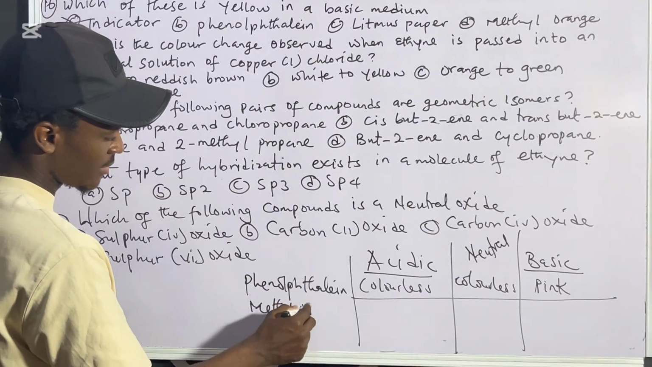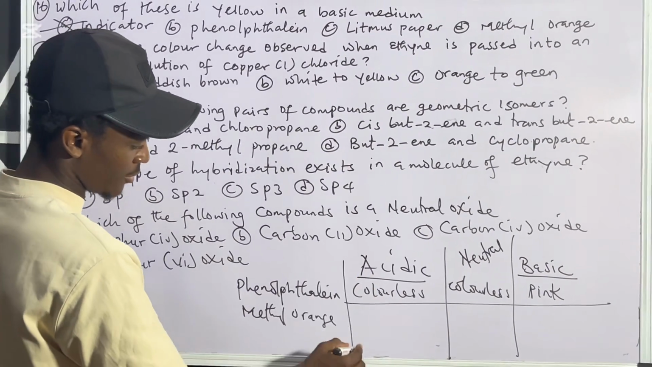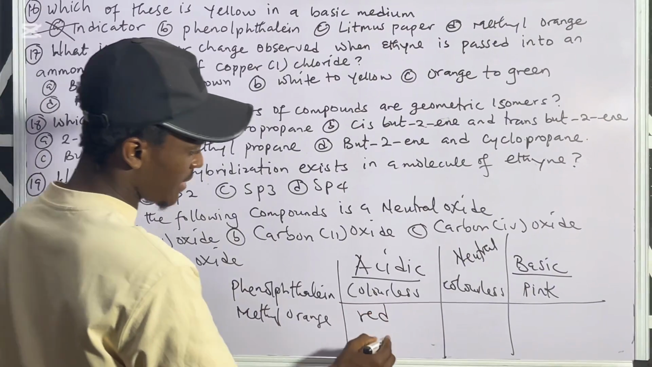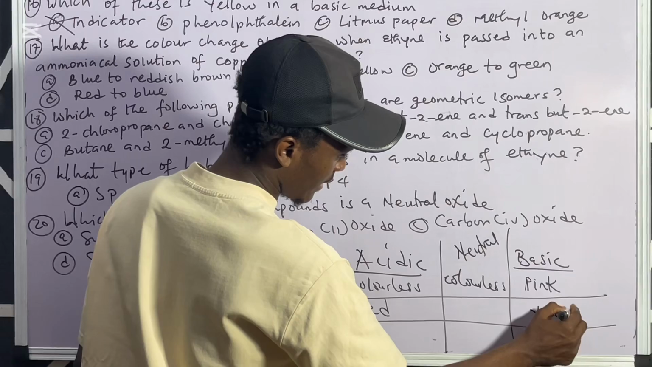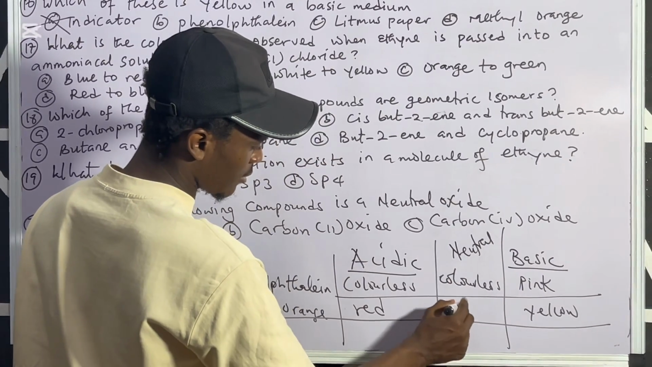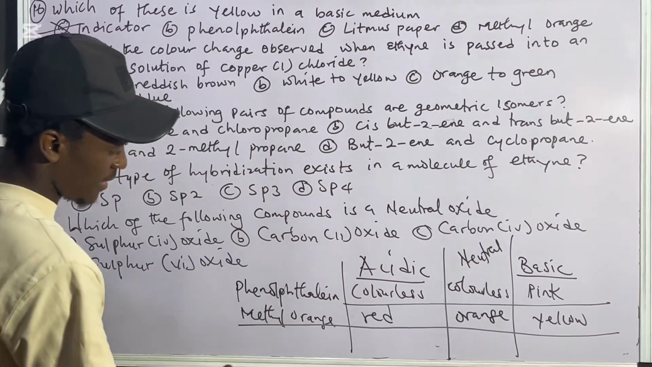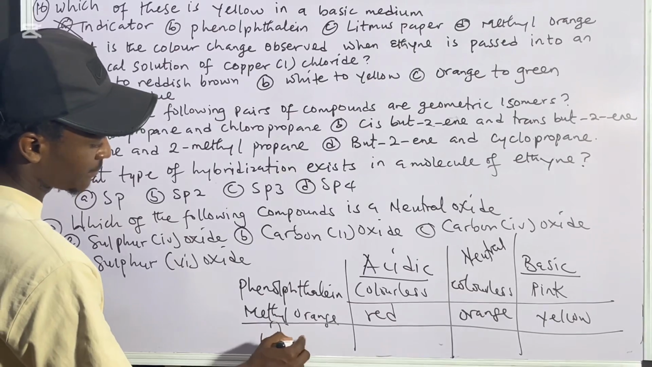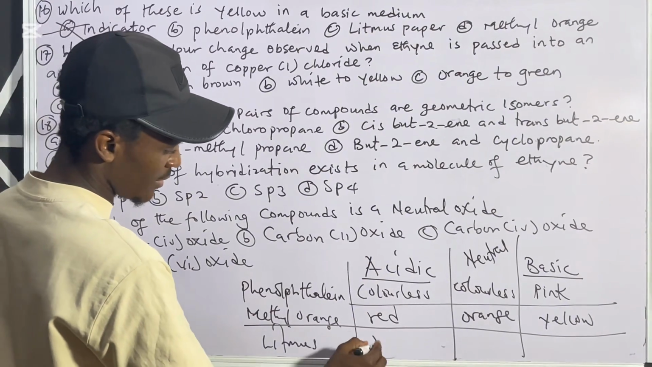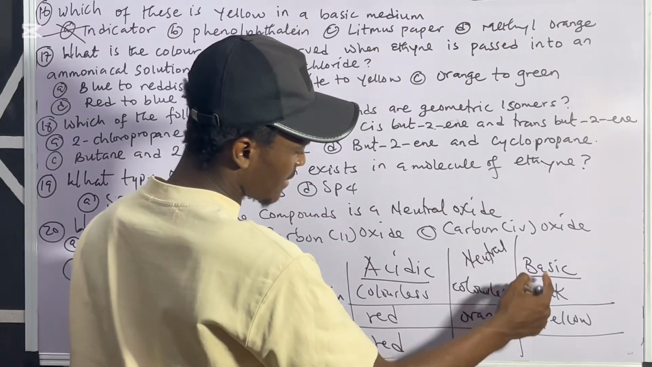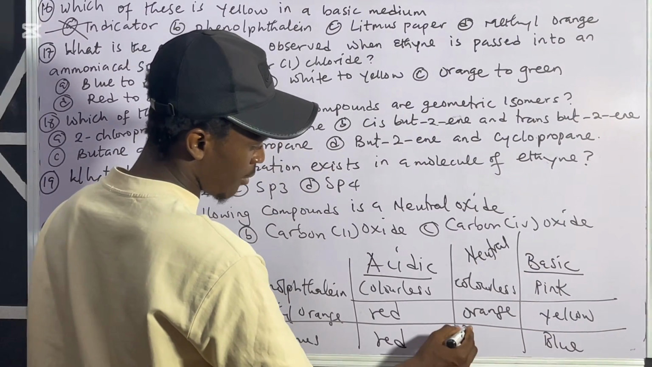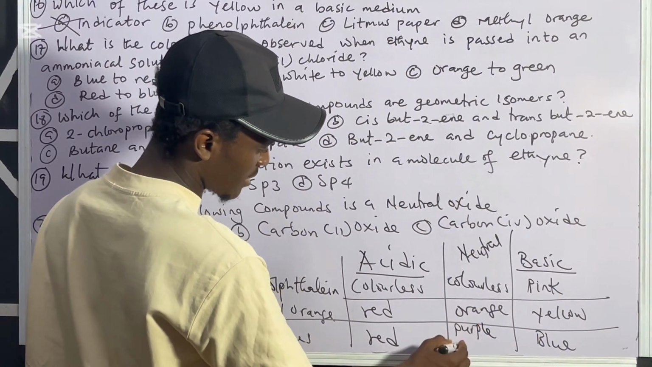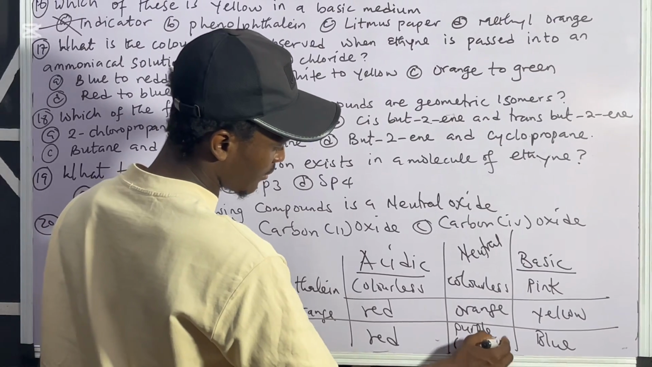Then that of the next, which is methyl orange. Methyl orange in an acidic solution is red. In a basic solution is yellow. Then in a neutral solution is orange. Then litmus paper, litmus in an acidic solution is red. Then in a basic solution is blue. Then in a neutral solution is purple, or you can go with magenta.